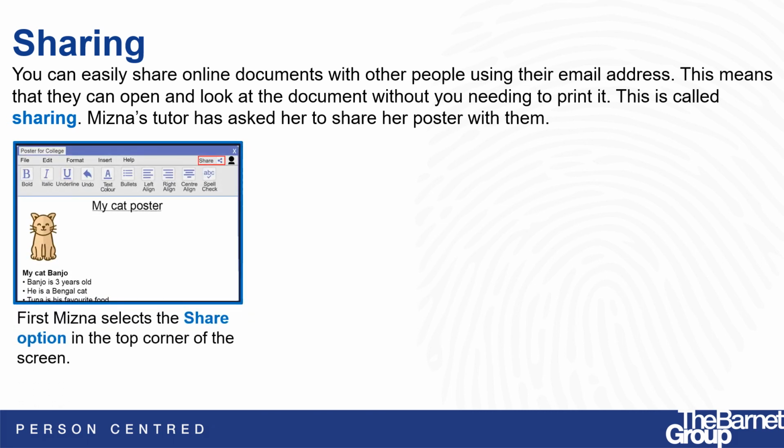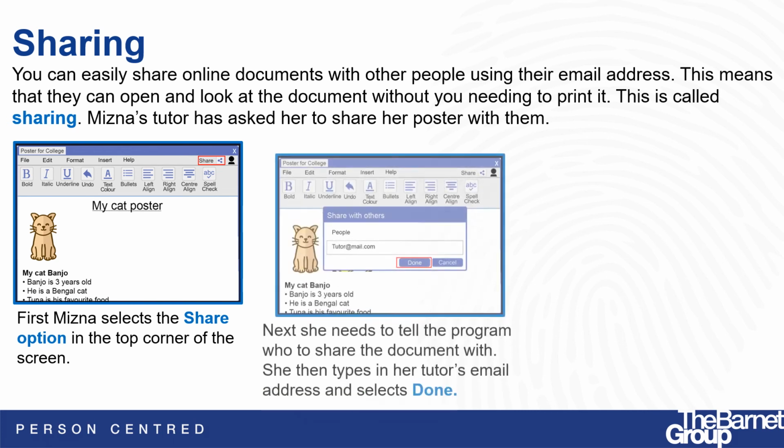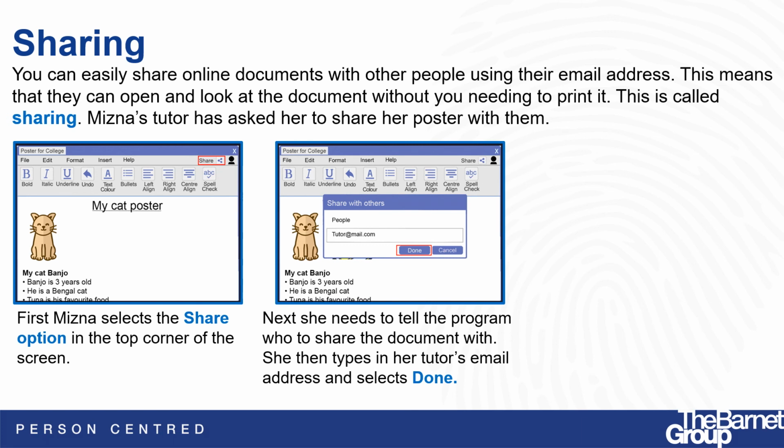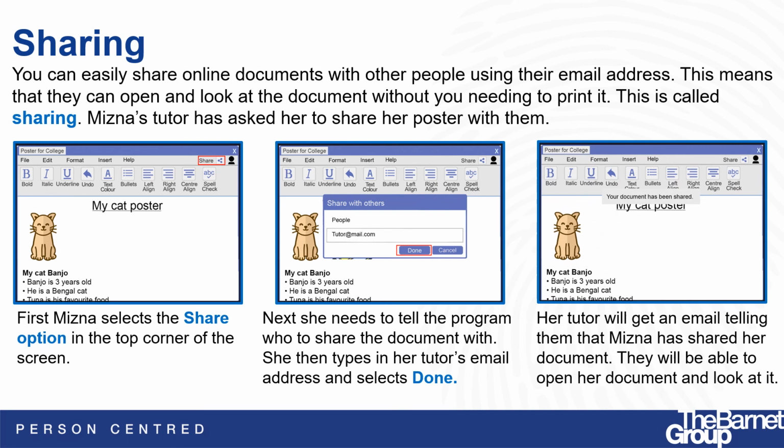First, Mizna selects the Share option in the top corner of the screen. Next, she needs to tell the program who to share the document with. She then types in her tutor's email address and selects Done. Her tutor will get an email telling them Mizna has shared a document. They will be able to open her document and look at it.